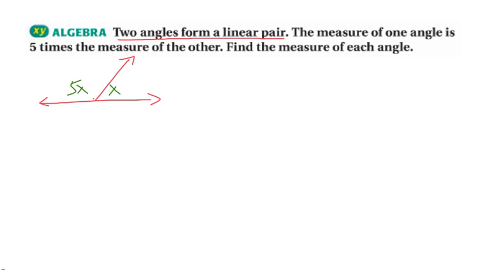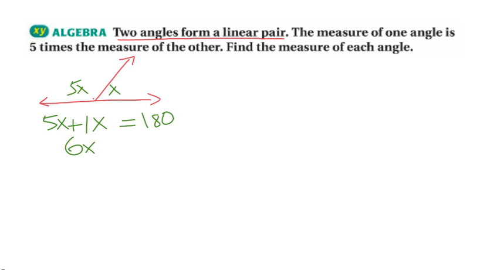So you have to remember, a linear pair means that they are supplementary, and we know supplementary is 180 degrees. So the equation that we would end up setting up would be 5x plus x would have to equal 180 degrees, and then we can solve this. So we can combine those together. Remember, there's really a 1 in front of our x, so we have a 6x. And then we can divide by 6.